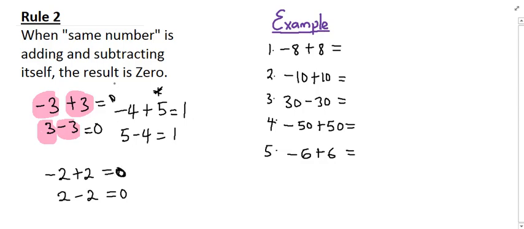It says when the same number is adding and subtracting itself, the result is 0. Does that make sense to you? Okay, let's do this last one and then we'll continue.